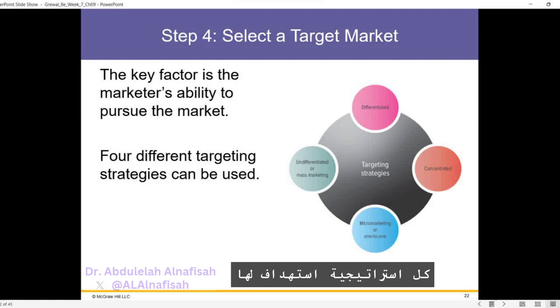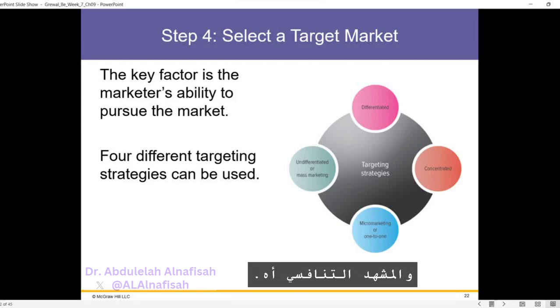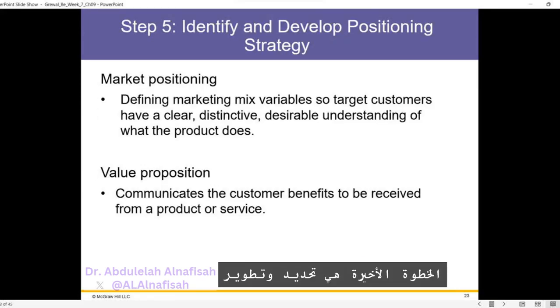Each targeting strategy has its own advantages and considerations. The choice of strategy depends on factors such as the firm's resources, market dynamics, customer preferences, and competitive landscape. Firms may also employ a combination of targeting strategies based on the specific goals and characteristics of their business and target market. Last step is identify and develop positioning strategy.